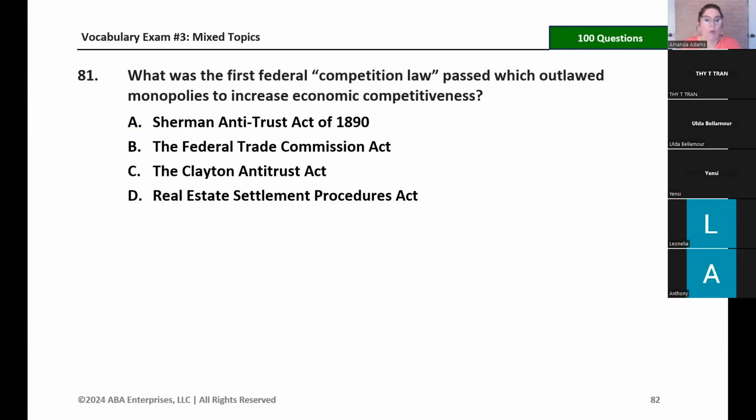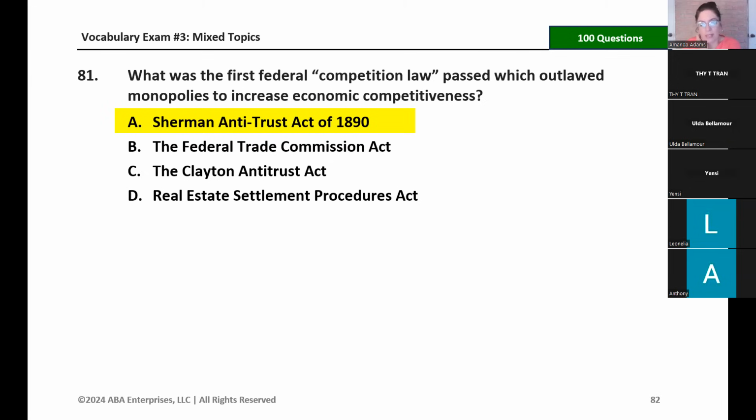Number 81, what was the first federal competition law passed which outlawed monopolies to increase economic competitiveness? What was the first one? That was A, the Sherman Antitrust Act of 1890. Very good.